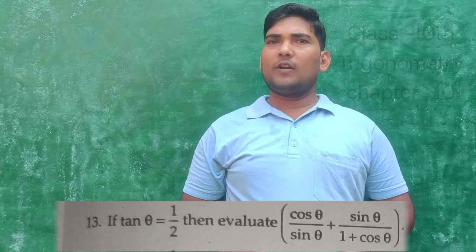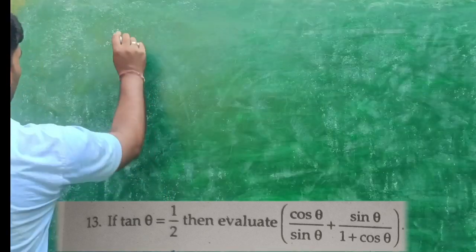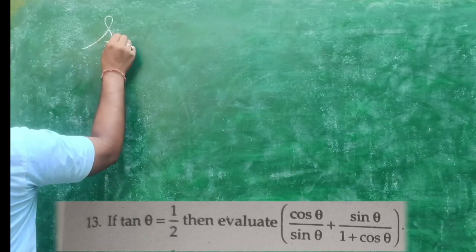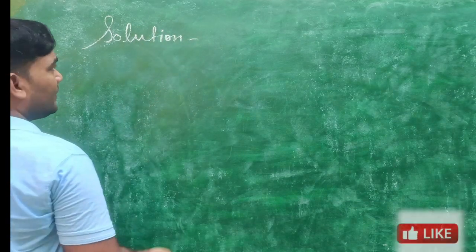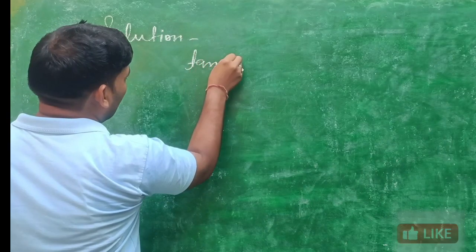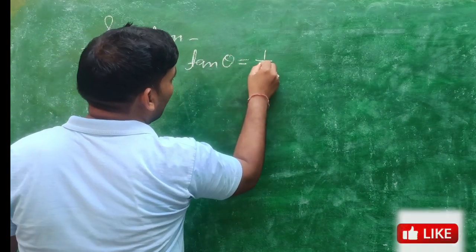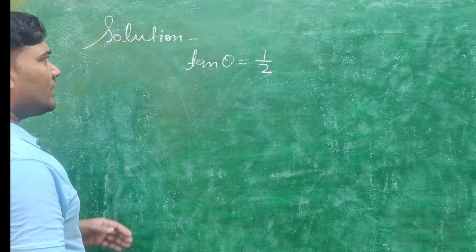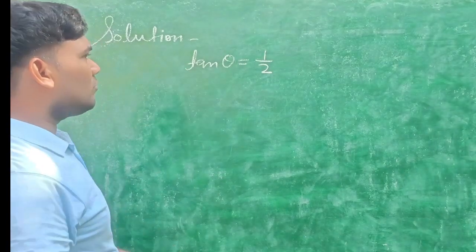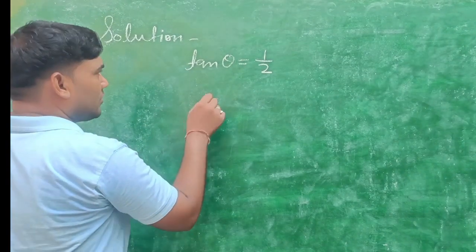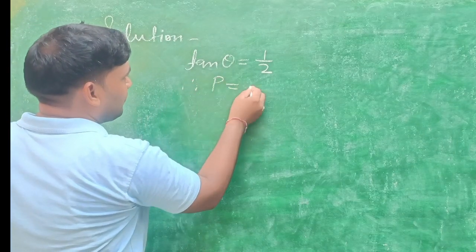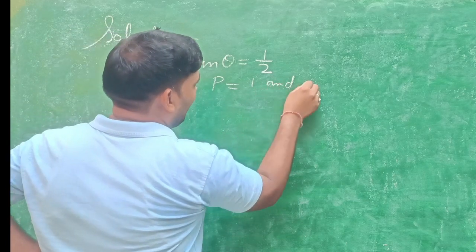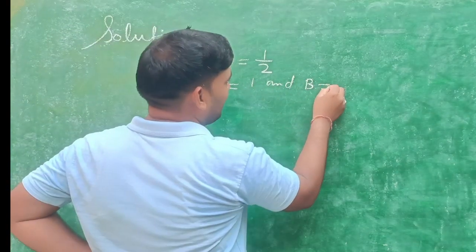Dear student, we will do question number 13. So let us see. First of all, we will write here solution. Okay, and here it is given that tan theta is equal to 1 by 2. Okay, and we know that tan theta is equal to perpendicular upon base. So that's why we can write here P is 1 and base is 2.